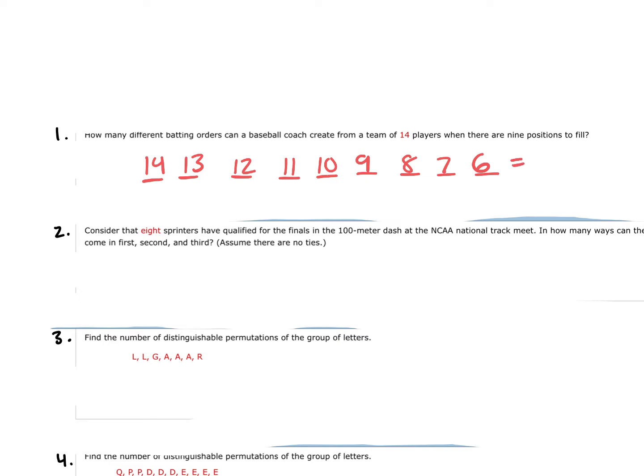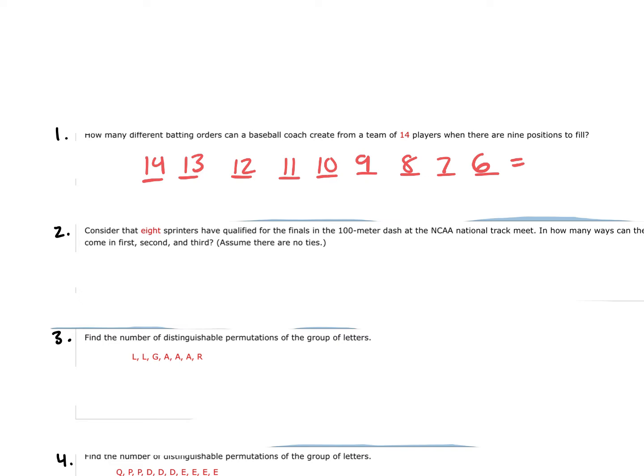A different way we could think about it is that if I had 9 positions to fill, if I put players 1 through 9, just like that, that's one batting order. But I could also do it backwards and do players 9 through 1. That would be a different batting order, even though it's the same 9 people. So does the order matter here? Yes, the order matters. So would it be a permutation or a combination?